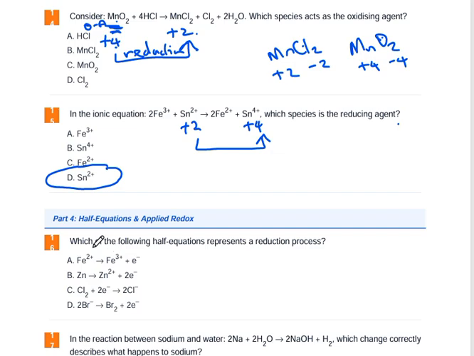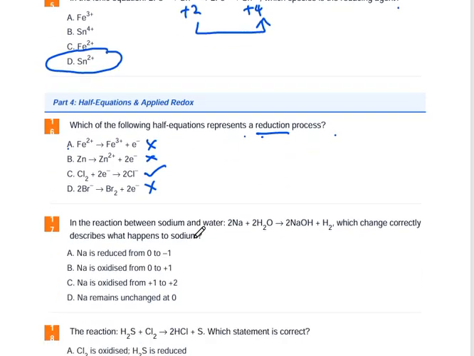It says, which of the following half equations represents a reduction process? Reduction is simply gain of electrons. So A is losing electron. This is wrong. There is electron loss here. B is losing electron. This is wrong. C is gaining electron. This is correct. D is losing electron. This is wrong. So the only one that involves gain of electron is C. And that's the answer to that question.